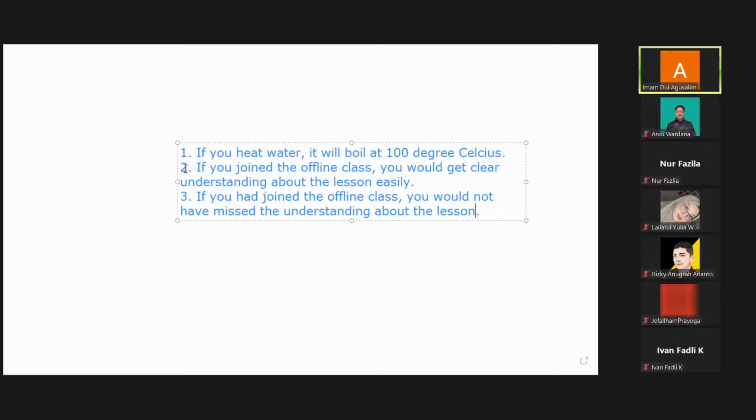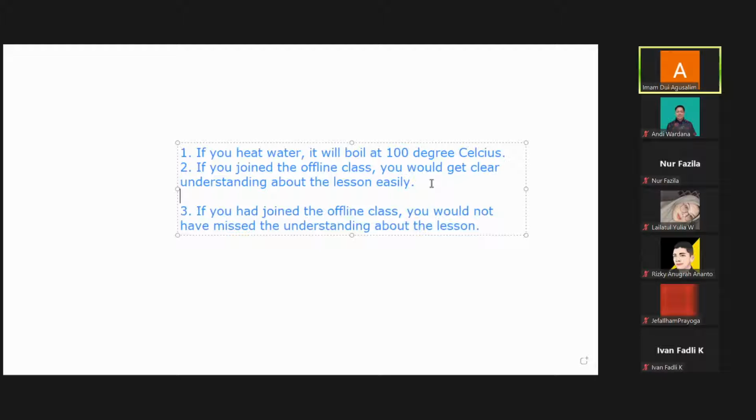Okay, so in condition type 2 and type 3 here, the word if can be reduced. Oke, kata if ini bisa dihilangkan. Oke, kalau dihilangkan apa yang terjadi? Oke, do you understand?